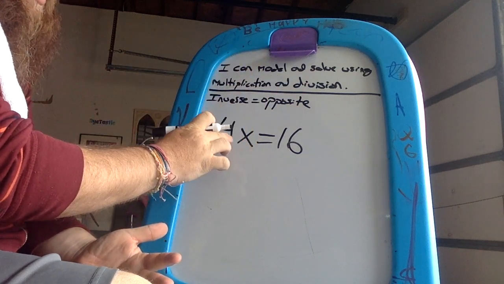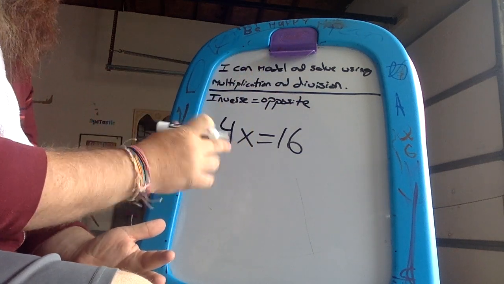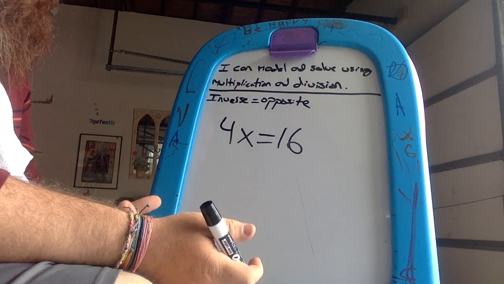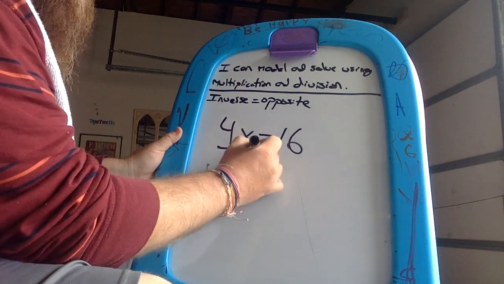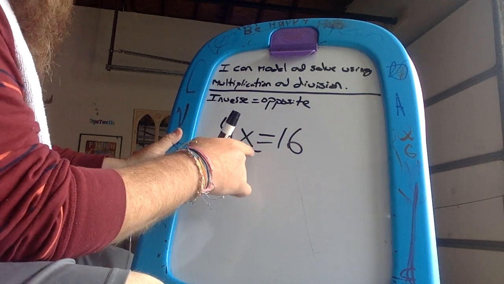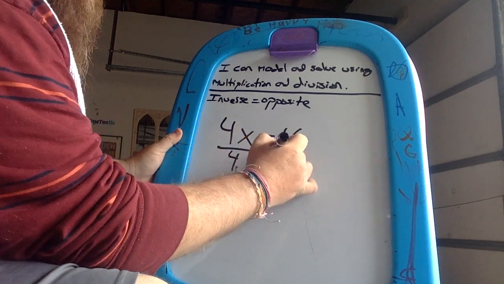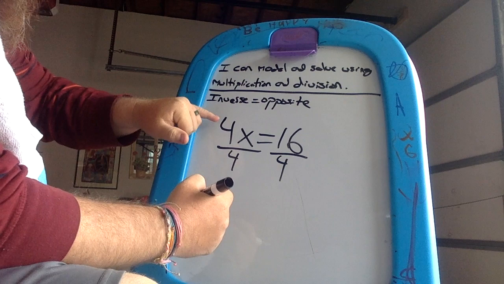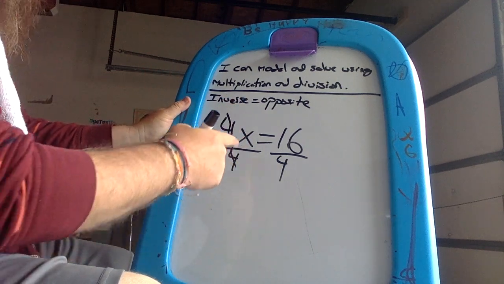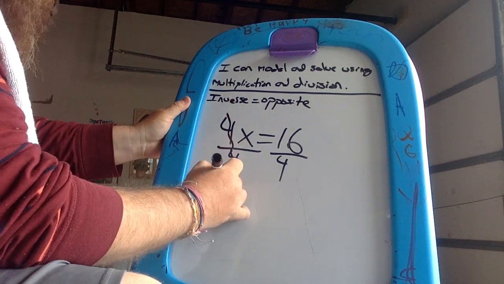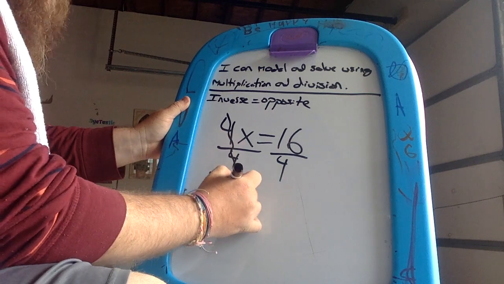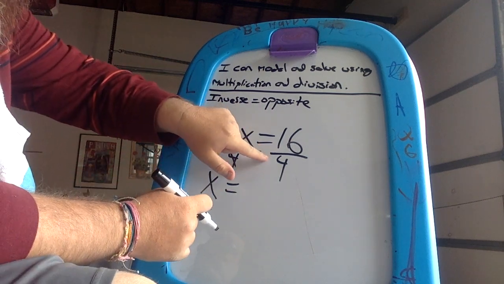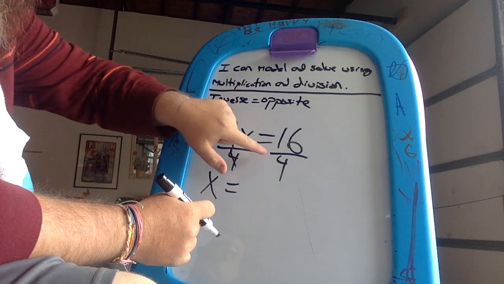You guys know that a number next to a variable is multiply. So the opposite of multiplication is division. So we divide by 4. And what we do to one side, we do to the other. So we divide by 4. Once we do that, we know that the 4s cancel each other out. We have the x, which is the variable, now by itself, equals, and again, we went from the inverse of multiplication to division.